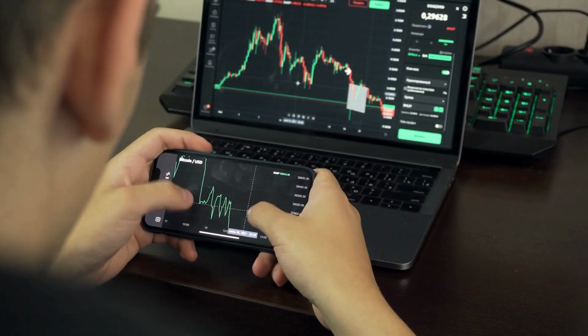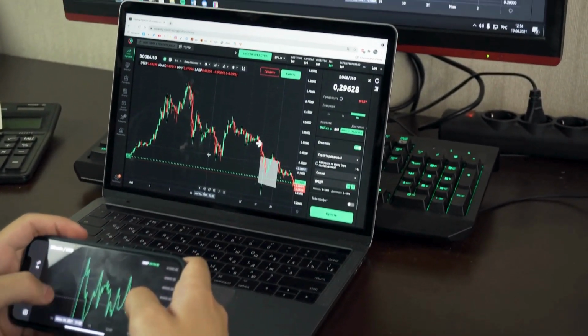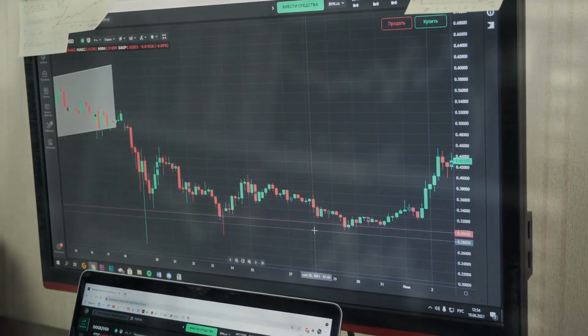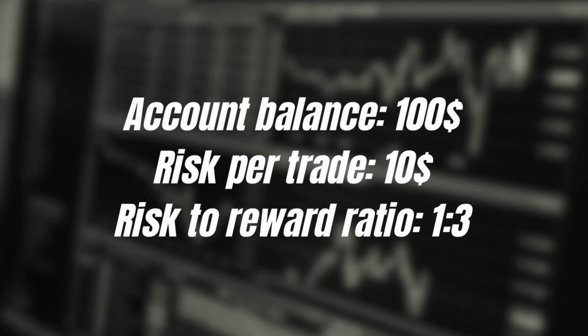Real traders focus more on what they are risking per trade, and that's exactly what you have to do if you want to become a profitable trader. Let me demonstrate to you what proper risk management is. The key with proper risk management is that you have to take even risk throughout your trades. Let me make an example with a $100 account.